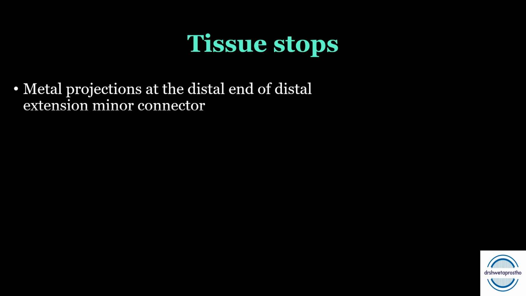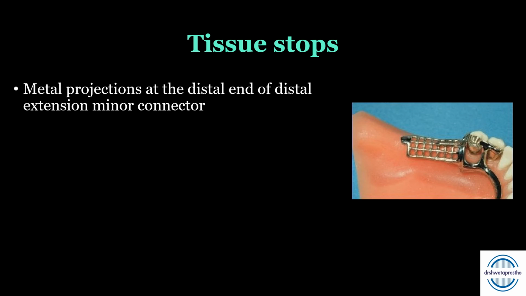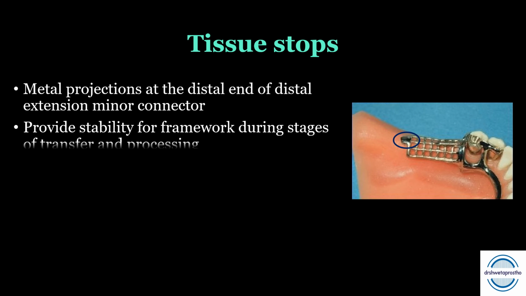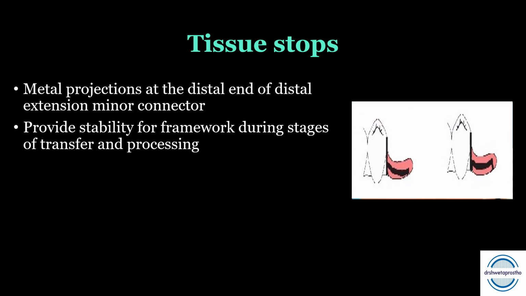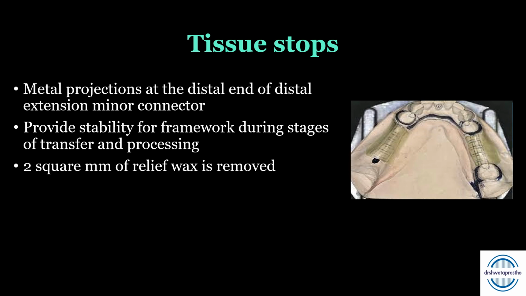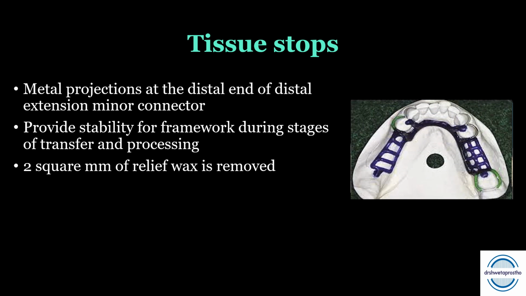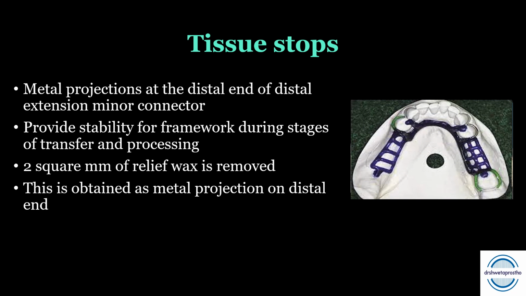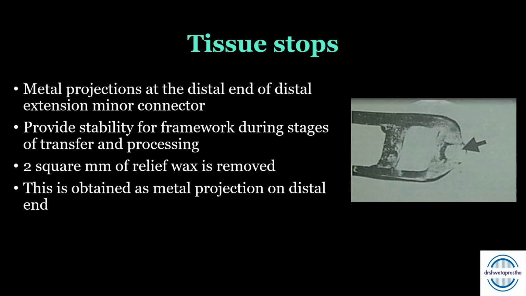Tissue stops, very important. Tissue stops are the metal projections at the distal end of these distal extension minor connectors, when the minor connector is on the saddle area. What is the function of tissue stops? They provide stability for the framework during the stages of transfer and processing of the denture base. Regarding the size of the tissue stops, 2 square millimeters of relief wax is removed so that a metal projection is obtained on the distal end, which will give stability to the minor connector.